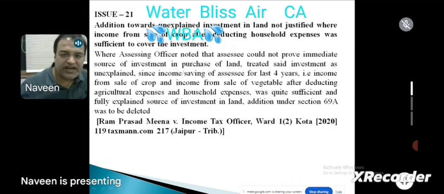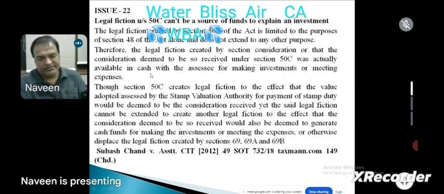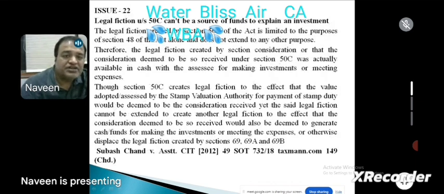Addition made towards unexplained investment in land not justified where income from sale of crop after taking household expenses was sufficient to cover the investment. So the assessing officer noted that the assessee could not prove the immediate source of investment in purchase of land. He treated the said investment as unexplained. However, the income saved by the assessee over the last 4 years, that is income from sale of crop and income from sale of vegetables after deducting agricultural expenses and household expenses, was quite sufficient and fully explained the source of investment in land, and therefore the addition under 69 was to be deleted. Legal fiction under 50C can't be a source of funds to explain an investment.